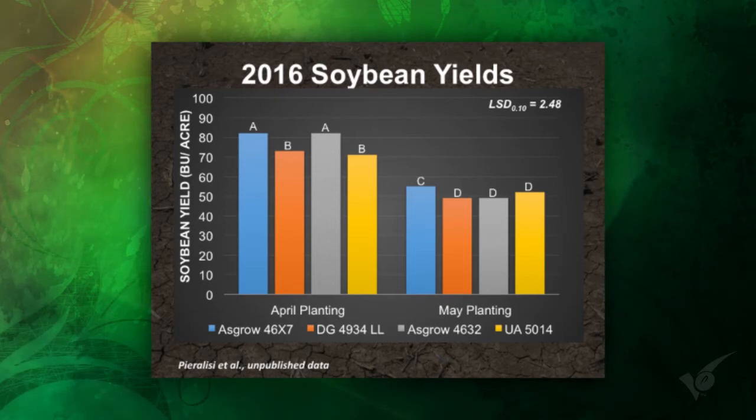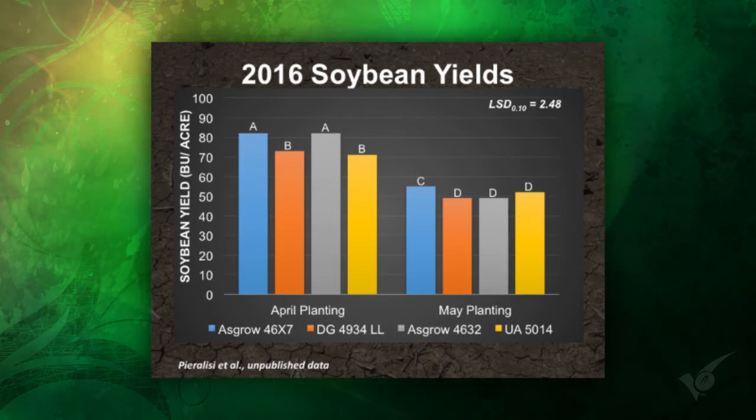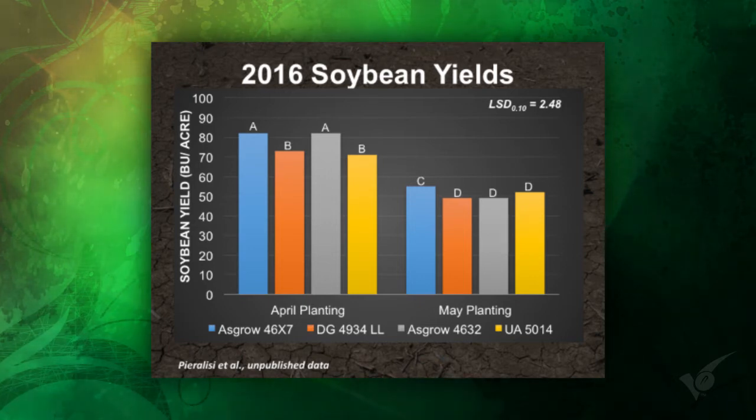So I'll show the 2016 data today. And if you look at this, we had 2 planting dates, okay? We had an April planting date and a May planting date. And we picked 4 cultivars within those planting dates, one representing the X bean, one representing a Liberty Link system, a traditional Roundup, and then a conventional system.